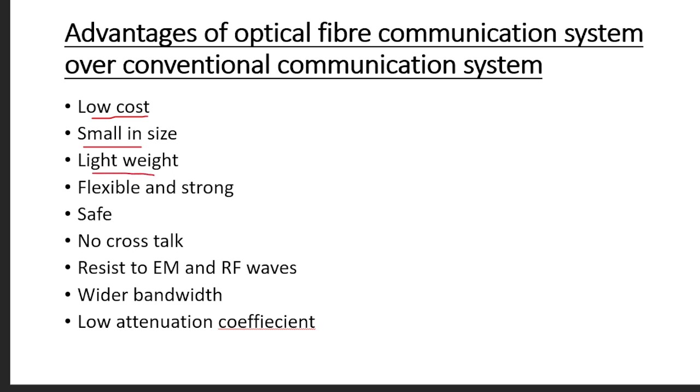The weight of a conventional cable is 1100 kilograms per kilometer, whereas for fiber cables it reduces to only 6 kg per kilometer.